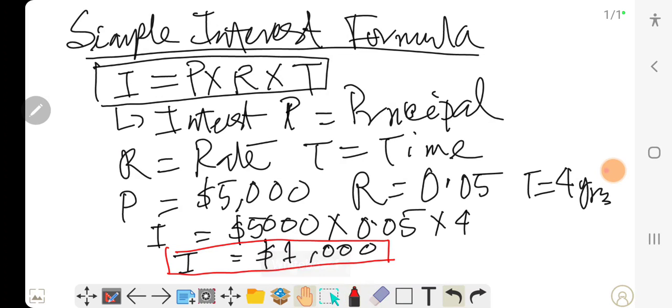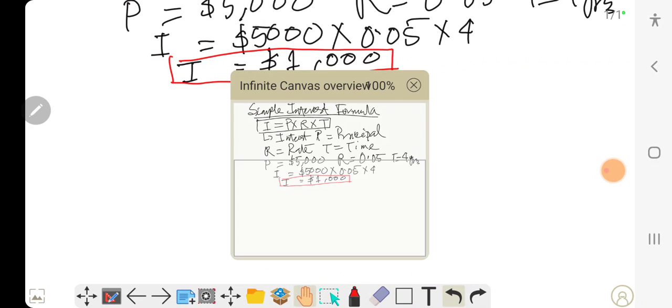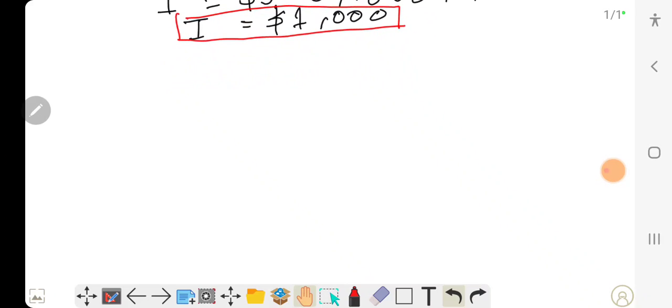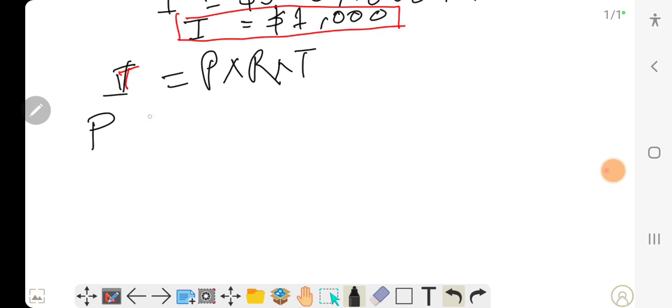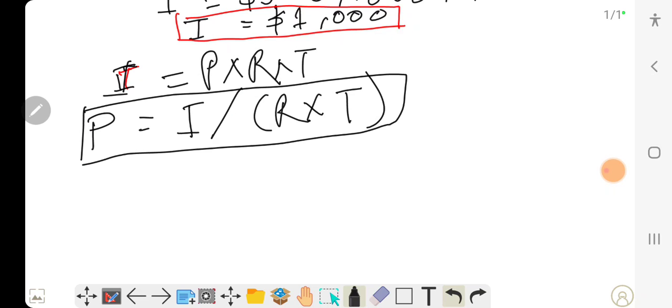Say for example, the interest is P multiplied by R multiplied by T. So in that case, the P, principal amount, is going to be the interest amount divided by R multiplied by T, meaning I take the P outside and divide the interest amount by R and T. So this will be the formula to compute the principal amount.